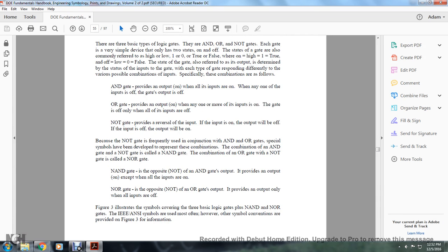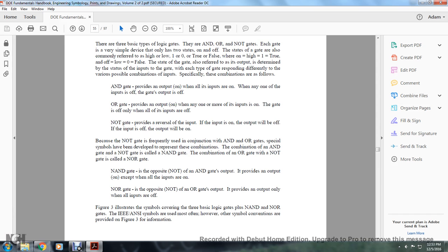Because the NOT gate is frequently used in conjunction with the AND and OR gates, special symbols have been developed to represent these combinations. The combination of an AND gate and a NOT gate is called the NAND gate. The combination of an OR gate and a NOT gate is called a NOR gate. So your NAND gate is the opposite, the NOT, of an AND gate output.